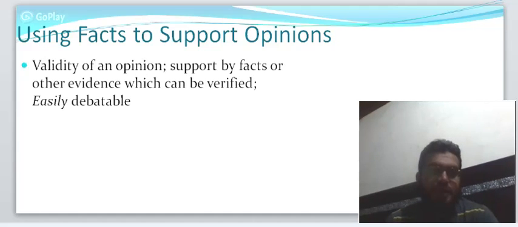Now, actually, I just want to highlight one thing here. Although opinions are supported by facts or other evidence which can be verified, and fact is something that apparently cannot be questioned, cannot be challenged, there is a difference between a fact that is absolutely true and a fact that is questionable.